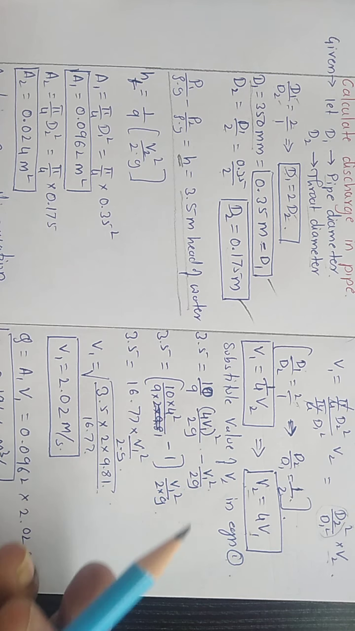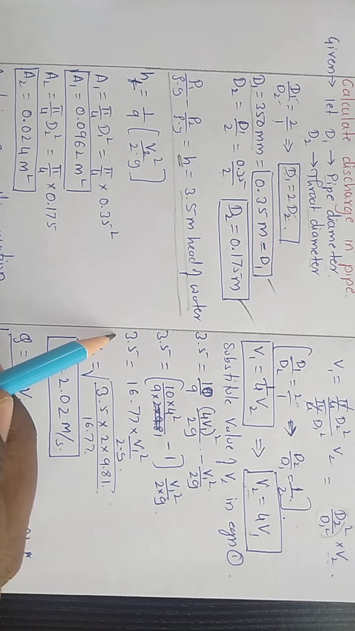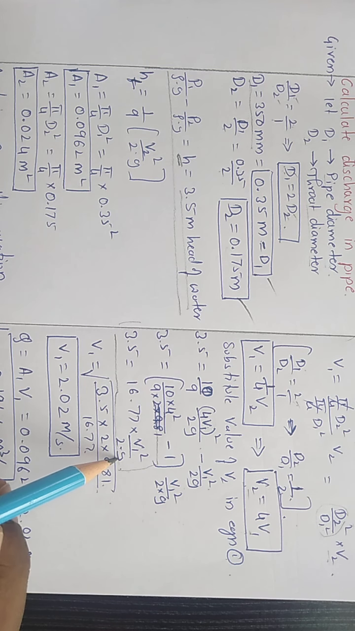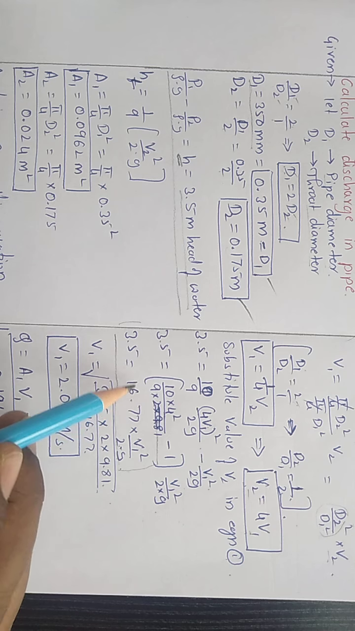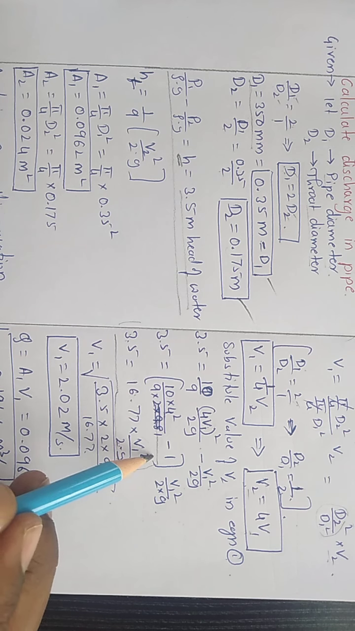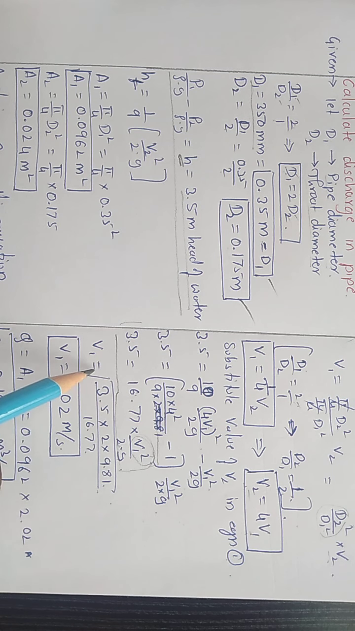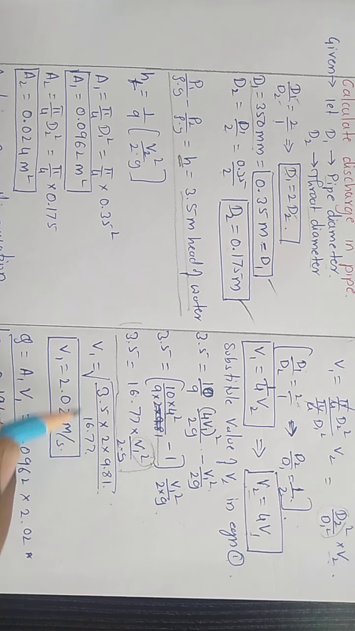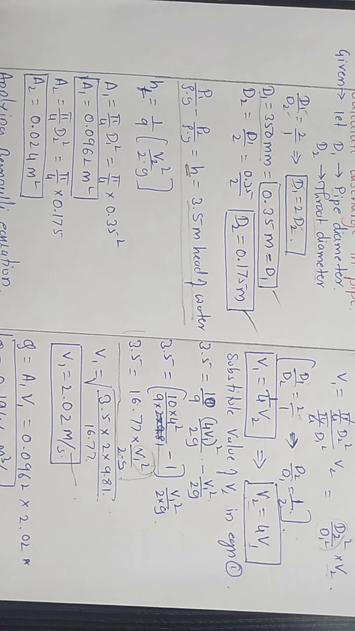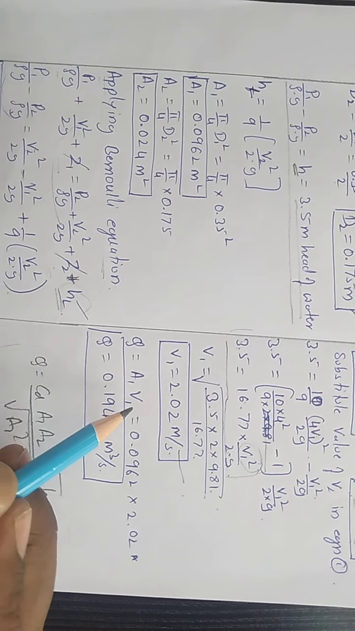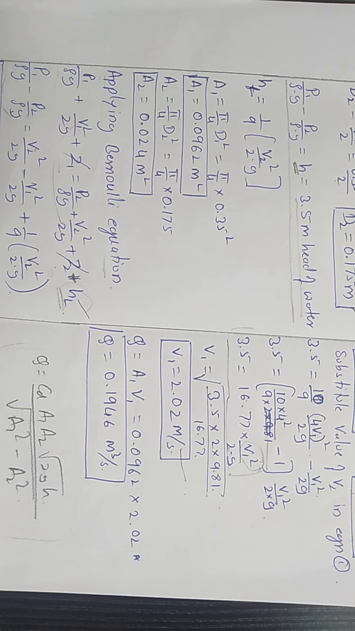When you simplify this, we get 3.5 is equal to 16.77 v1 square by 2g. Now look here, all the values are known and there is only one unknown, v1 square. By rearranging the terms and simplifying, v1 is equal to 2.02 meters per second. You know v1, you know a1, so discharge is equal to a1 v1. You will get the discharge as 0.1946 meter cube per second.